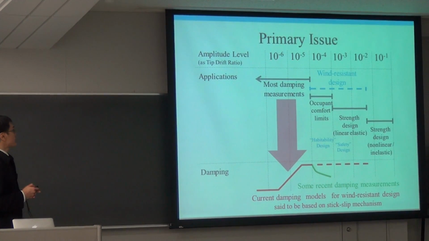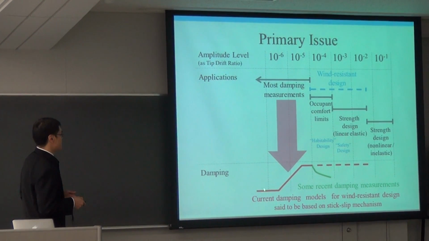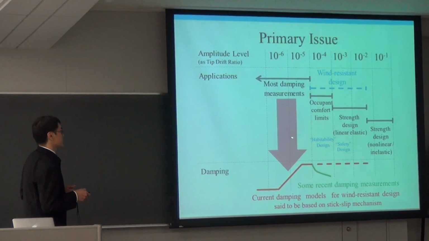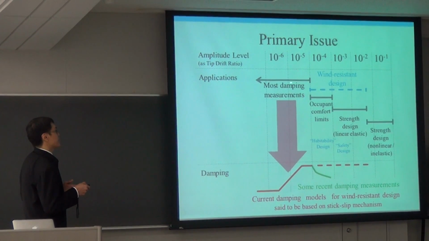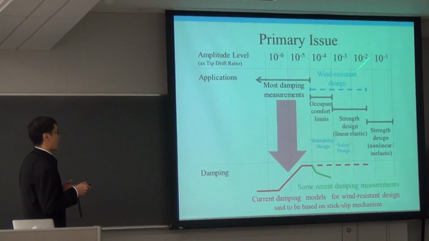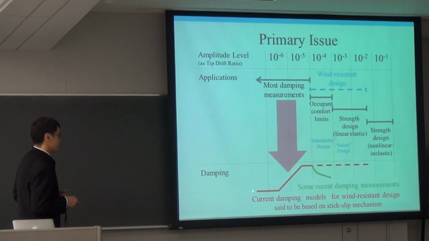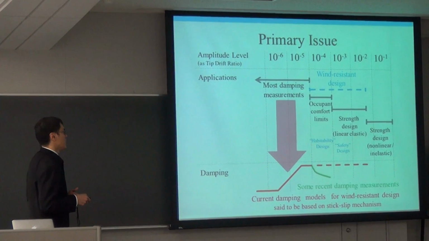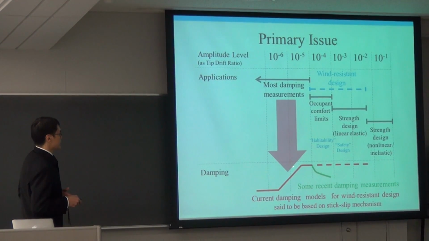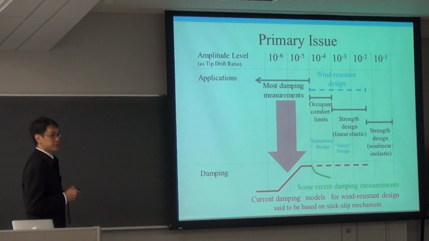Now, here's the primary issue in these current damping predictor models. The current damping models for wind-resistant design are based on damping measurements at generally very low amplitudes, compared to wind-resistant design level amplitudes, so at higher amplitudes. Meanwhile, as I said, these models assume that damping increases with amplitude and then stays maybe at the maximum value, and so on. But the problem is, at least some recent damping measurements showed that damping could actually decrease with amplitude.